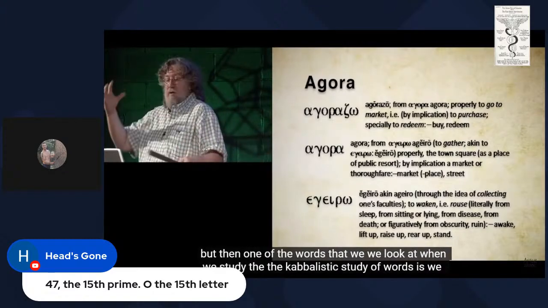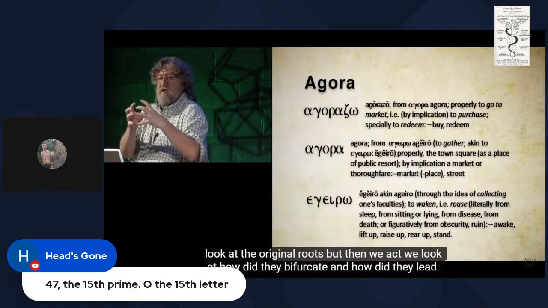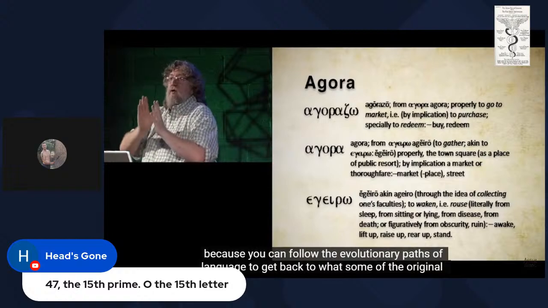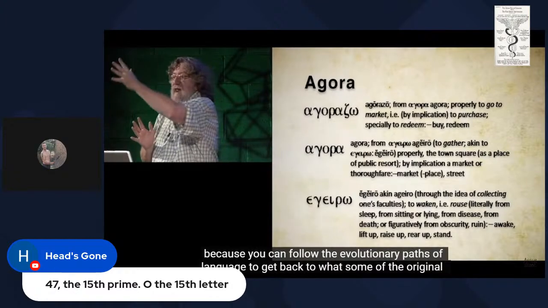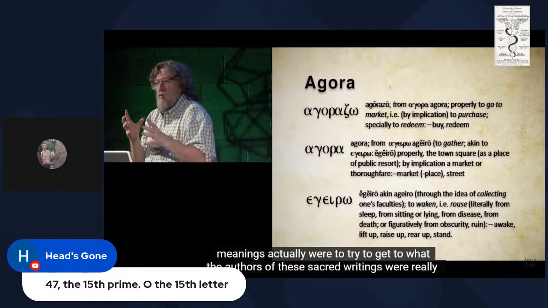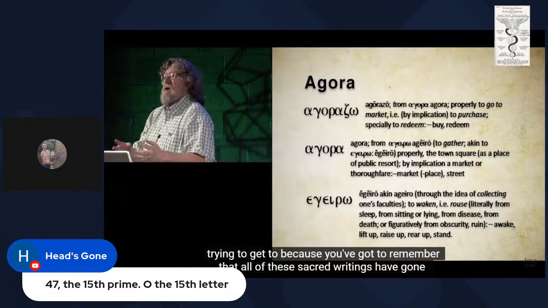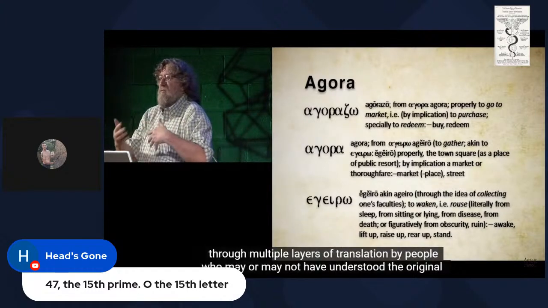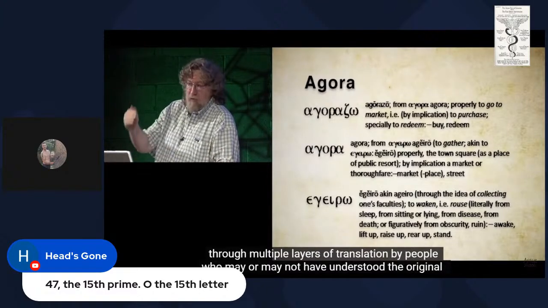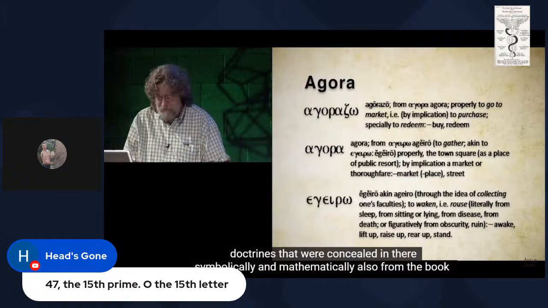But then one of the words that we look at when we study the Kabbalistic study of words is we look at the original roots, but then we look at how did they bifurcate and how did they lead, because you can follow the evolutionary paths of language to get back to what some of the original meanings actually were, to try to get to what the authors of these sacred writings were really trying to get to. Because you've got to remember that all of these sacred writings have gone through multiple layers of translation by people who may or may not have understood the original doctrines that were concealed in there symbolically and mathematically.